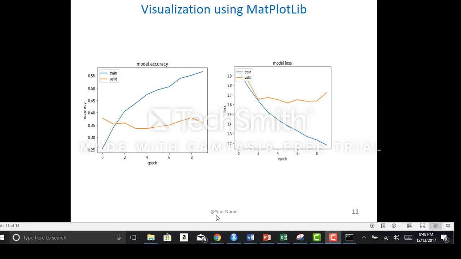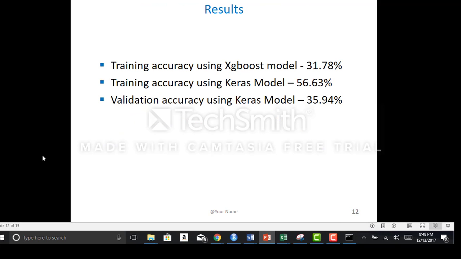This is the graph that we obtained from Matplotlib that shows the model accuracy and model loss. So moving on to the final results. The training accuracy using the XGBoost model was 31.78%, whereas the training accuracy that I achieved using the Keras model was 56.63%, and the validation accuracy using the Keras model was 35.94%. One of the reasons the accuracy would be low is that the data set is relatively small. If we have more clinical evidence, we could create a bigger one.